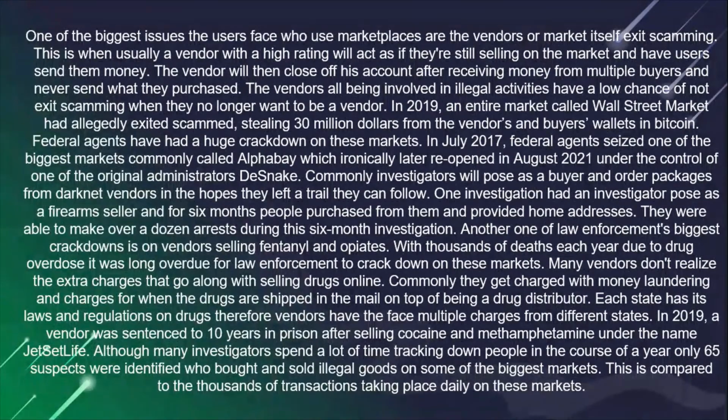One of the biggest issues that users face on marketplaces is the vendors or the market itself exit scamming. This is when usually a vendor with a high rating will act as if they were still selling on the market and have users send the money. The vendor will then close off their account after receiving money from multiple buyers and never send what they purchased. The vendors, all being involved in illegal activities, have a low chance of not exit scamming when they no longer want to be a vendor.